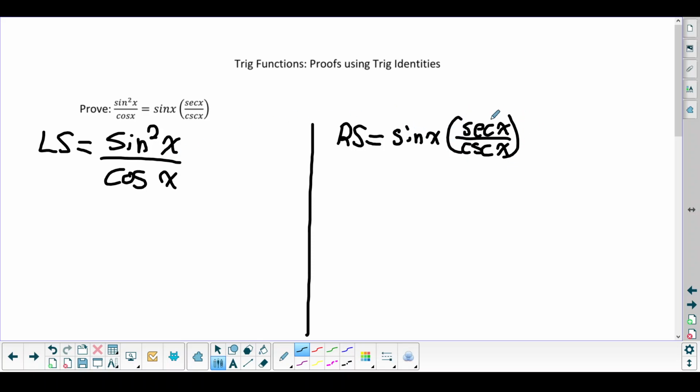I see some opportunities over here with secant and cosecant to replace them with sines and cosines. So once again, if we replace secant with 1 over cos and cosecant with 1 over sine, we're going to have this crazy fraction with like 4 levels on it. And that's way too much. So let's write it as a division instead. So secant, we can replace with 1 over cos x, divided by cosecant, which is 1 over sine.